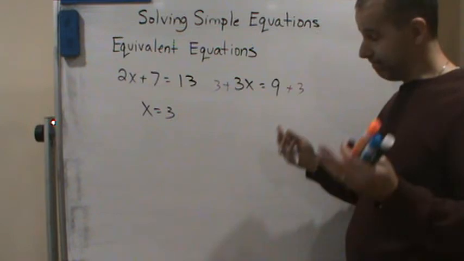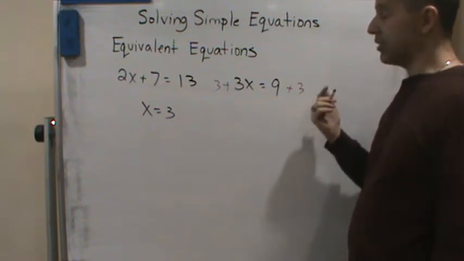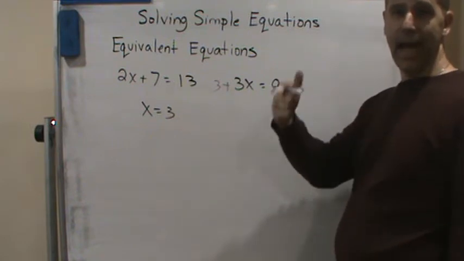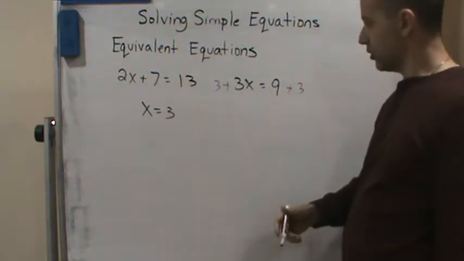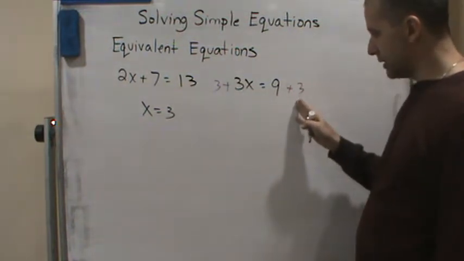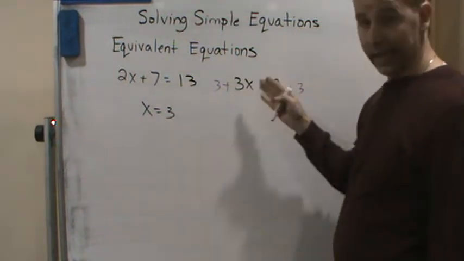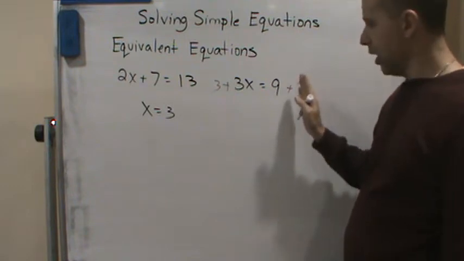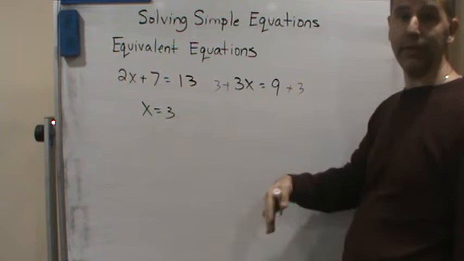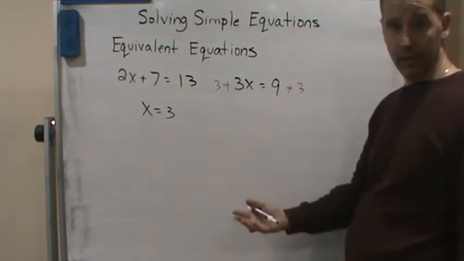Do you understand? Now, this also works for subtraction because subtraction can be looked at as adding a negative, right? So again, if I subtract a number from one side or add a negative to one side, however you want to look at it, as long as I do the same thing on the other side of the equation, I will end up with an equivalent equation, okay?